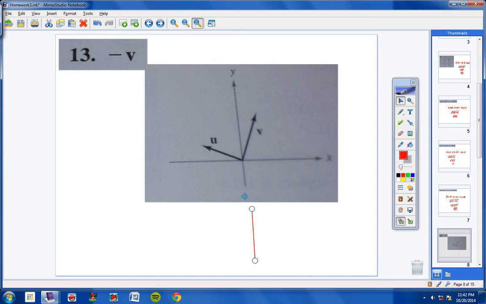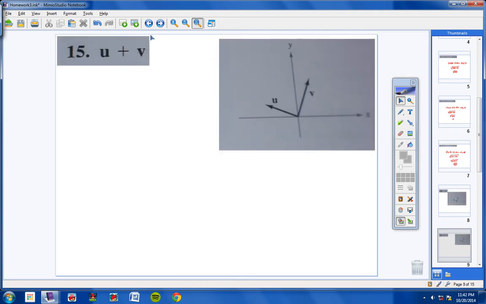Hopefully it's pretty much similar. Well, it was anyways. And now we put it right there. Okay, that's what negative means. You go completely the opposite direction, okay? So there's a picture of negative v. This is v right here. Negative v is like this, okay?